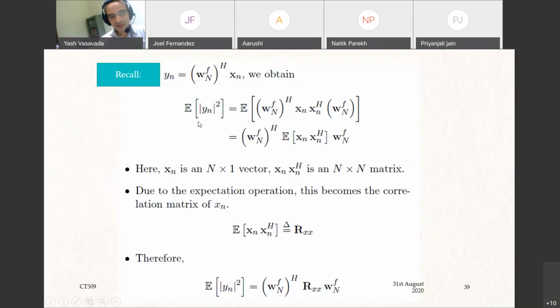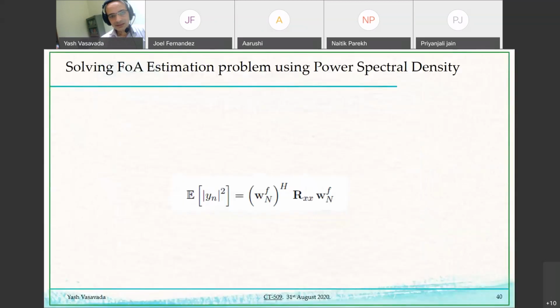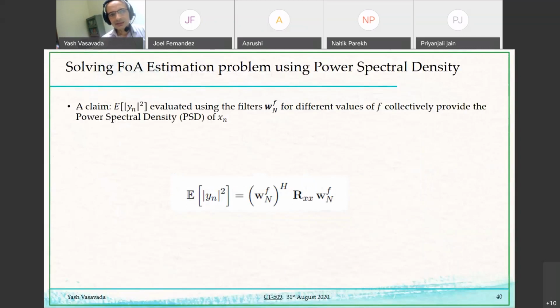So now I want to come back to the original topic which led us to R XX, which is this expected value of the magnitude squared of the output of this filter. What I'm going to claim is that this magnitude squared of the output of the filter actually provides an estimate of the PSD itself. Okay, I hope I'm not bombarding too many things at you.